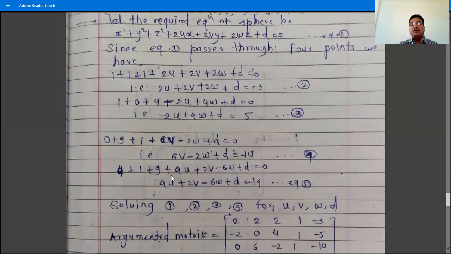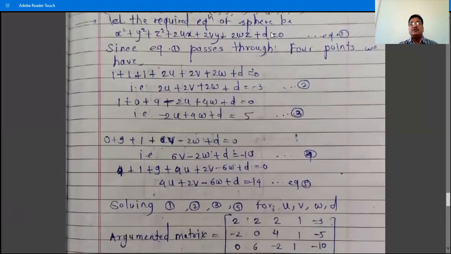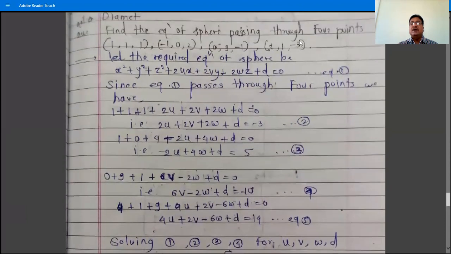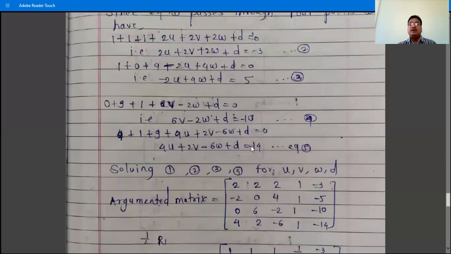Suppose this is equation number 4. And also this sphere passes through the point (2, 1, -3). So again we substitute x as 2, y as 1, and z as -3 in this equation. We have this equation: 4u + 2v - 6w + d = -14. And we have these equations 2, 3, 4, 5.